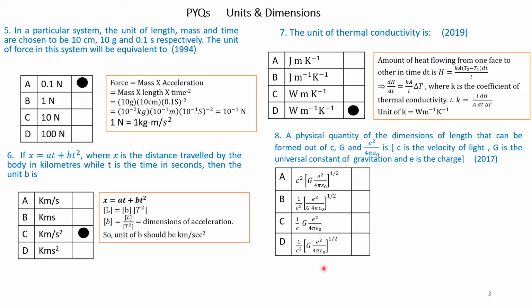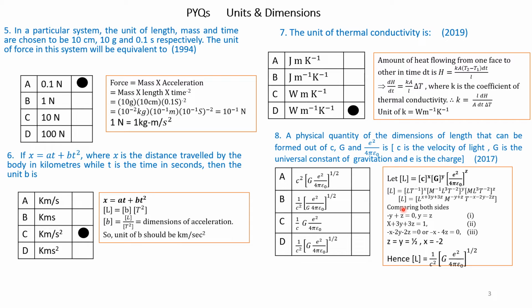For this, we have to do some simple calculation. Let L is equal to C to the power of x, because on the left hand side the dimensions are given as length. So L is equal to C to the power of x, G to the power of y, into e square divided by 4 pi epsilon naught to the power of z.